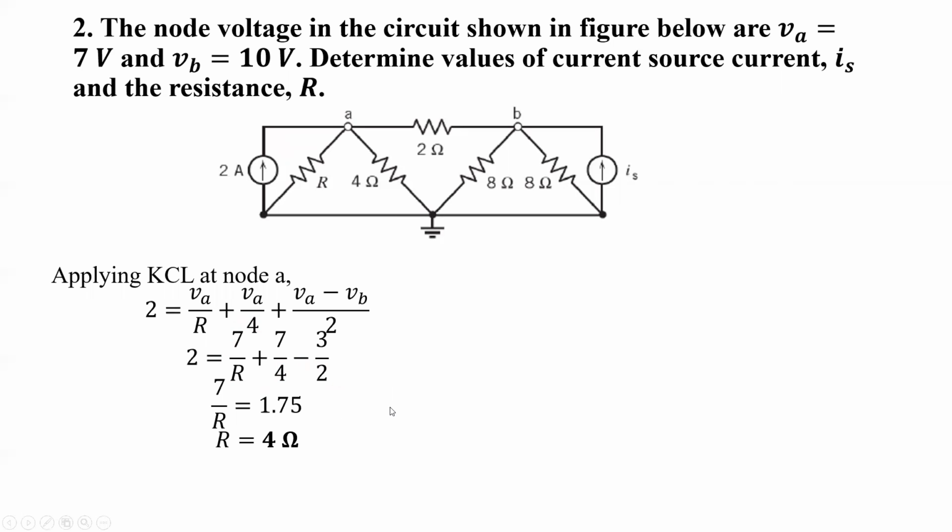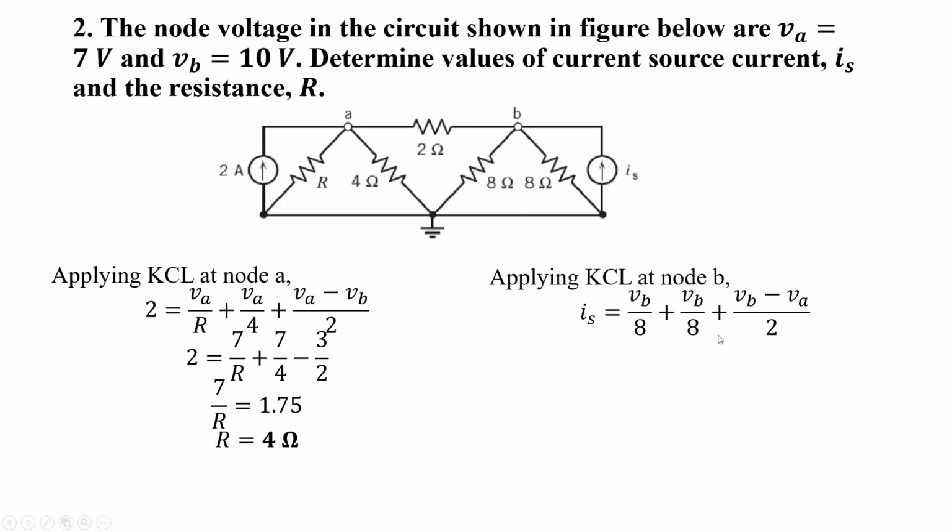After further simplification, we'll get R equals 4. Now let's apply KCL at node B. When we apply KCL at node B, this IS is the incoming current, and the currents through these resistors we are assuming as outgoing currents. Current through this 8 ohm resistor equals VB by 8. Current through this other 8 ohm resistor is also VB by 8. And current through this 2 ohm resistor is VB minus VA divided by 2.